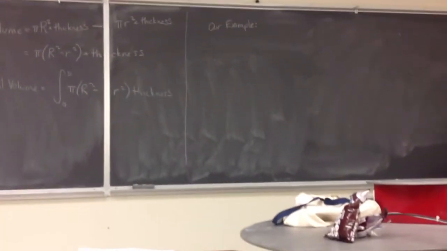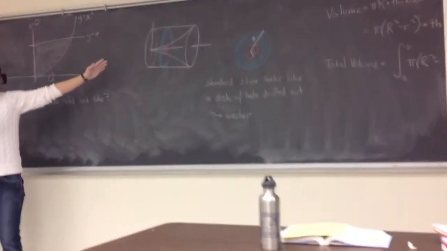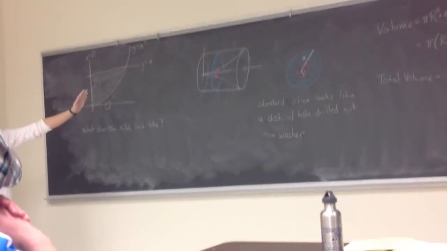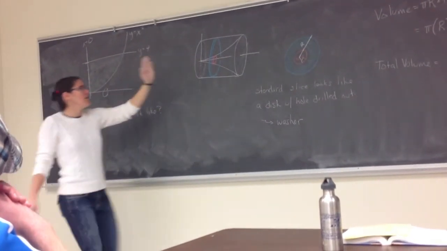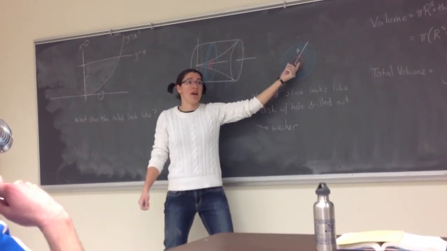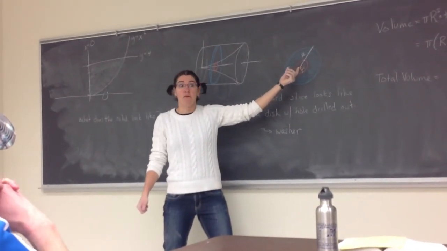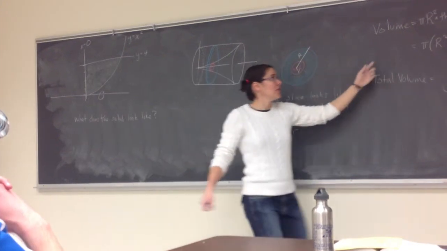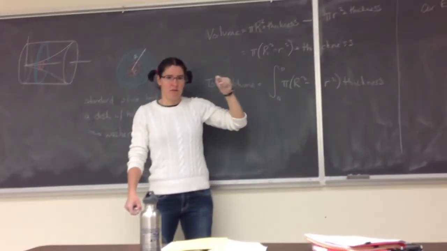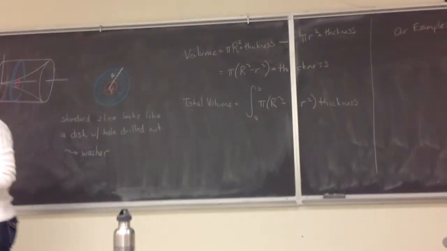So in our example, we want the volume of one of these washers. Okay, are there any questions so far on the idea that's going on here? When I imagine slicing, one typical slice looks like a disc but with a hole cut out of it. And the volume of one of those slices is pi times our big R squared minus our little r squared times the height or the thickness of that washer.